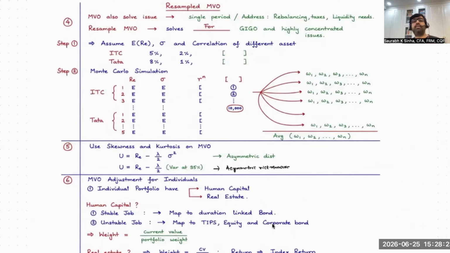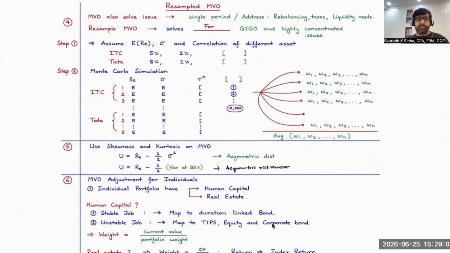Now, they're saying, how can you fix the issue of one single point estimate of individual asset return in the portfolio as an assumption in the mean variance optimization? Or how can you fix for the normal distribution assumption? To address this, they talked about resampled mean variance optimization. It solves for a lot of problems. It solves for single estimate. It solves for GIGO. It solves for concentration issues.